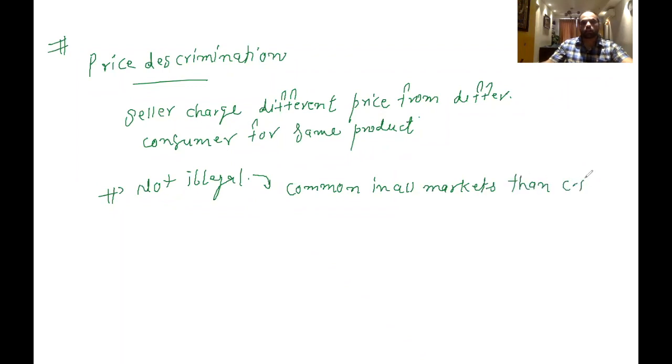In a competitive market, price discrimination may not be considered, because in a competitive market, the cost factor is very important. But under price discrimination, rather than the cost, you discriminate the price without looking at the cost.